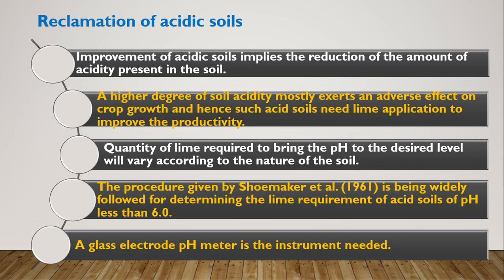How can we reclaim this acidity? How can we remove the acidity of the soil? The acidity of the soil is mainly removed by means of a chemical known as lime. Acidity means it is the excess amount of positive ions, so we have to provide some alkaline substances for neutralizing the acidity. Lime is the effective alkaline substance which can remove the acidity of the soil, and the acidity of the soil is measured by using a pH meter.